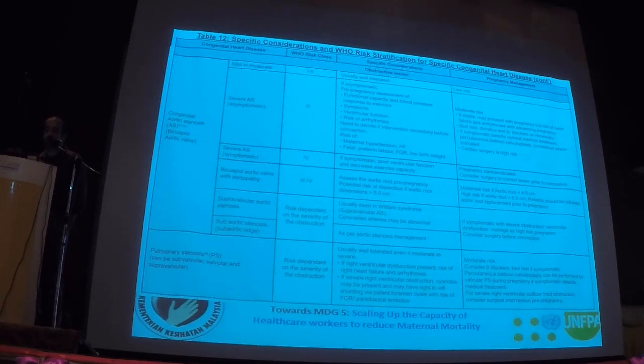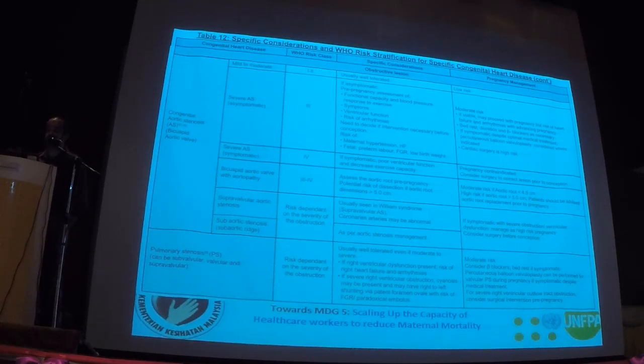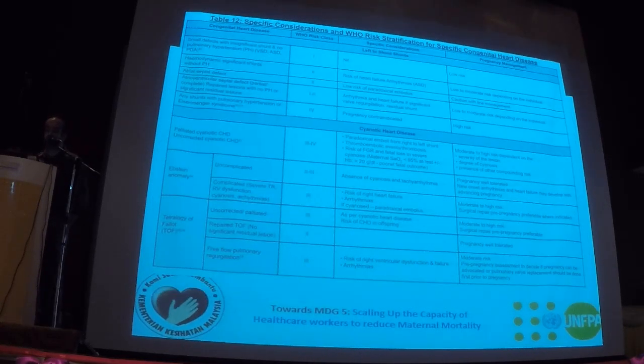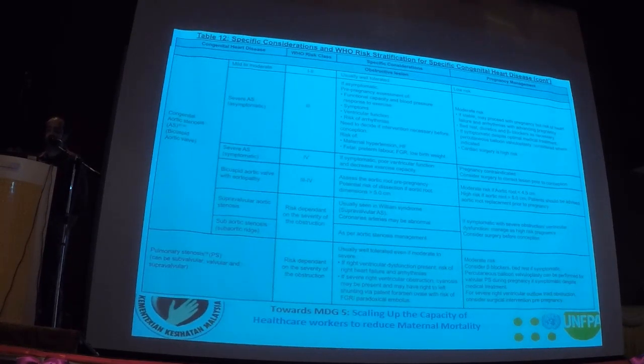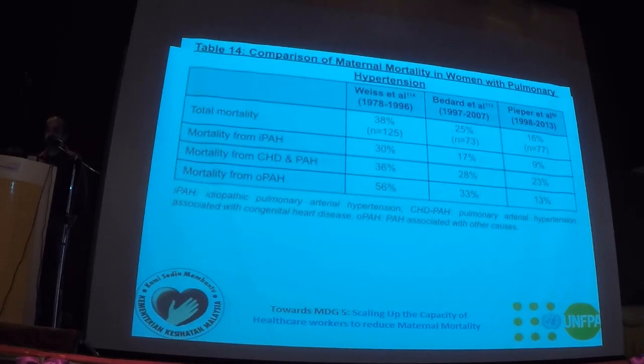And this can be read. Basically, these are the considerations and WHO risk stratifications for specific congenital heart diseases. So it's one by one. It's quite detailed for the common ones. So you guys can go through it in our local CPGs. Right. Comparison of maternal mortality.